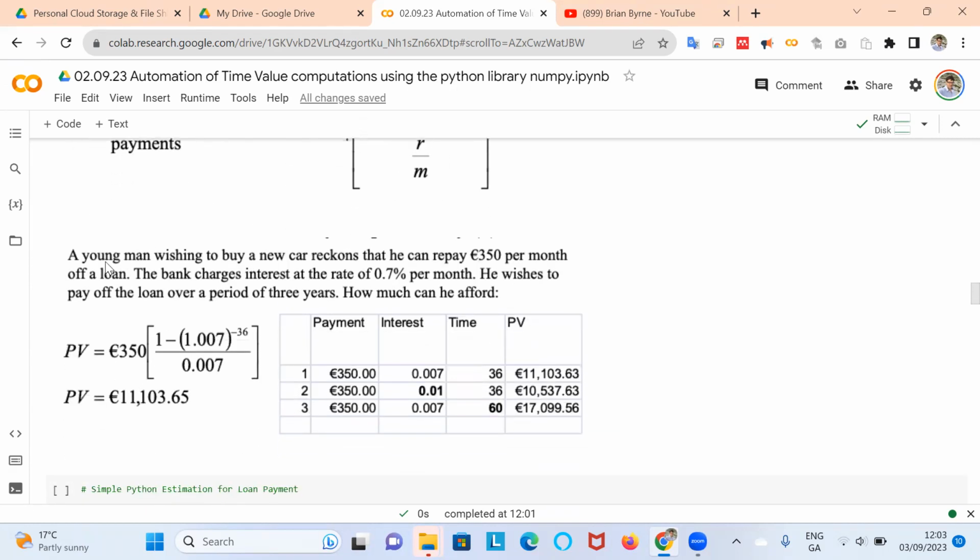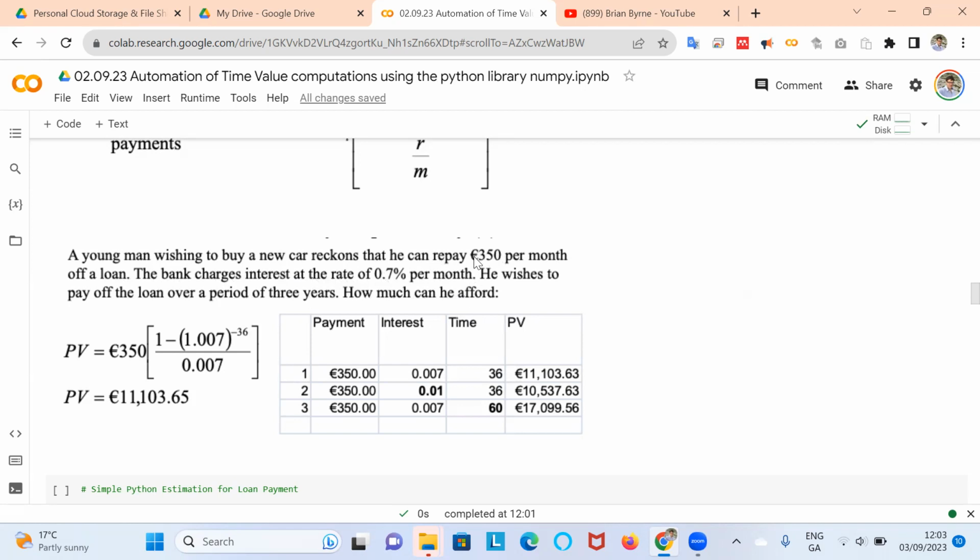Now, we'll take the example: a young man wishing to buy a new car reckons that he can repay $350 per month from a loan. The bank charges an interest rate of 0.7%. So this is not an annual rate of interest, it's a monthly rate of interest. He wishes to pay off the loan over a period of 3 years. How much can he afford?